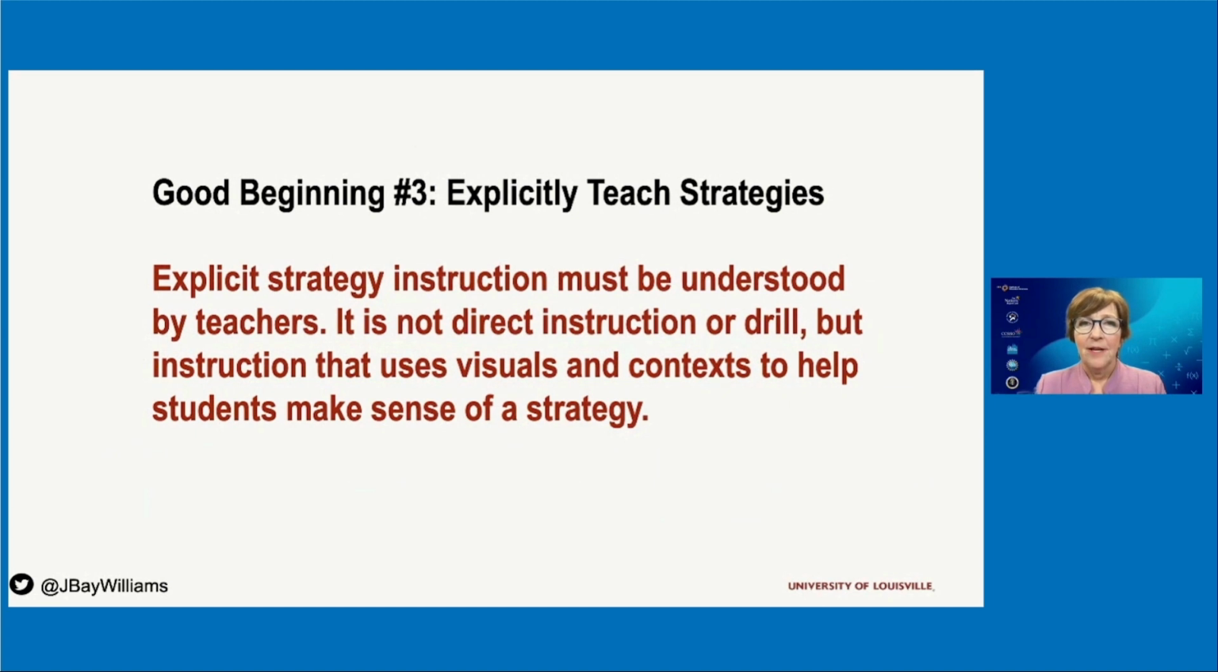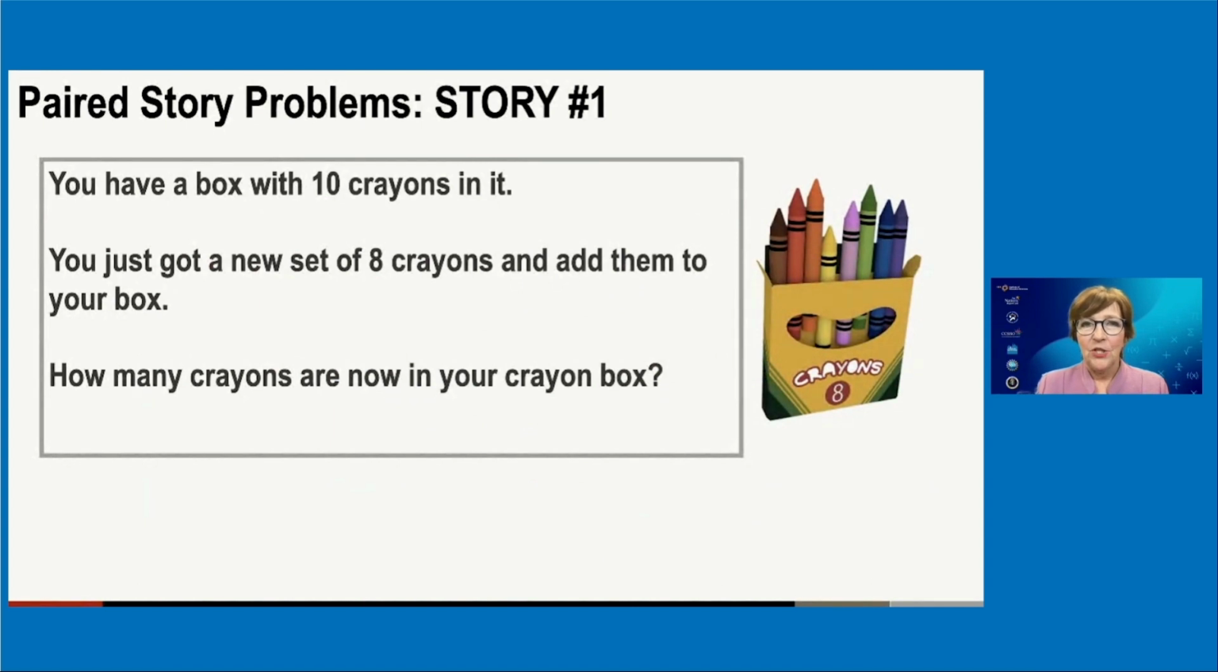Number 3, explicitly teach strategies. Explicit strategy instruction must be understood by teachers. It's not direct instruction or drill, but instruction that uses visuals and context to help students make sense of a strategy. I want to give just a snippet of what that looks like. We're going to use stories and visuals to help students understand the use a 10 or pretend to 10 strategy. One way to do that is to start with a story that uses one of those foundational facts.